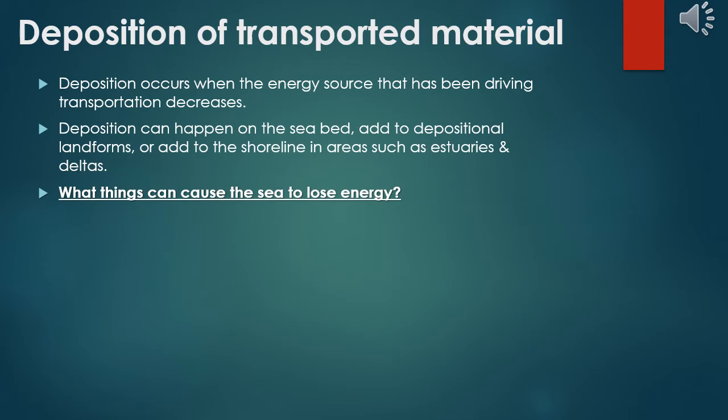So now we've looked at transportation, we're going to look at deposition of that material. So we know the material gets moved around, we know it gets held by the water, but what causes it to be deposited? What causes it to leave the water and end up on land? Now, like it says here, it's all to do with stuff that makes the water lose its energy. And eventually that sediment's going to end up on the seabed, be added to a depositional landform like a beach or a spit, or just added to the shoreline in things like estuaries and deltas.